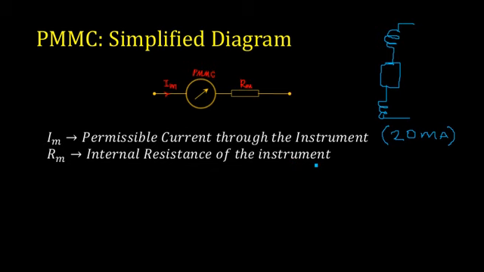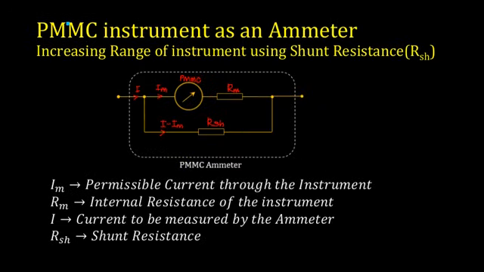Now the internal resistance is given as RM, and in the last class you had already seen that you are able to measure up to 100 amperes. Though your permissible current through the instrument is 20 milliampere, you are able to measure up to 100 amperes. So how are we able to do this? This is dealt with in detail under the topic extension of the range of instrument, or increasing the range of instrument.